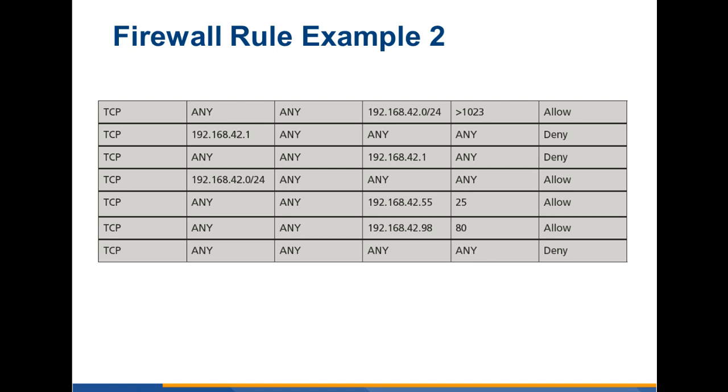The fifth one, we want to allow external hosts to send email inbound to us, to the email server at 192.168.42.55, and we know it's email because the port is 25, which is the Simple Mail Transfer Protocol, SMTP. The sixth one, we want to allow the external host to access an internal web server at 192.168.42.98. In other words, we want to allow external entities to view what's on our web server. If we have a website, we want our customers to be able to see it. And of course we know it's a web server because the port is 80 for HTTP.